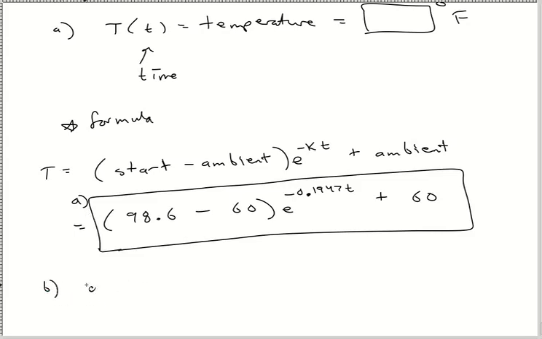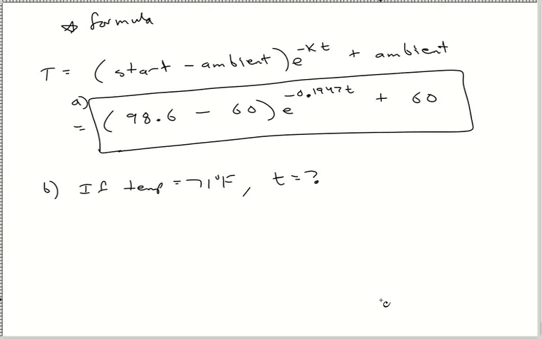Part B. They're saying now if the temperature was 71 degrees Fahrenheit, what's my time? Okay. So I'm starting at the 98.6. I find this at 71. How long did it take to find that? So I'm going to take this as my formula, and my answer is 71 is equal to all this stuff. I feel kind of silly rewriting it so many times, but that's the math for you.